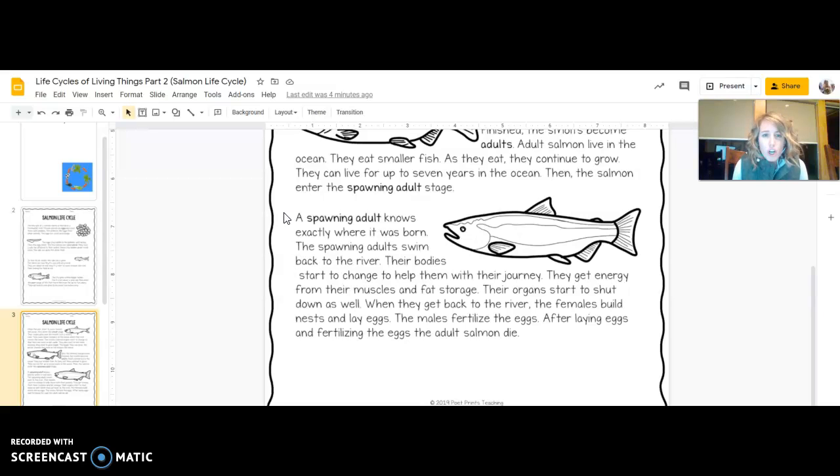Their bodies start to change to help them with their journey. They get energy from their muscles and fat storage. Their organs start to shut down as well. When they get back to the river, the female builds a nest and lays eggs. The male fertilizes the eggs. After laying eggs and fertilizing the eggs, the adult salmon die. Thus, a life cycle. They started out small, they went through their whole life, and then they started a new life. They laid their own eggs.